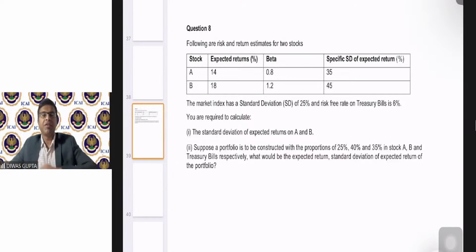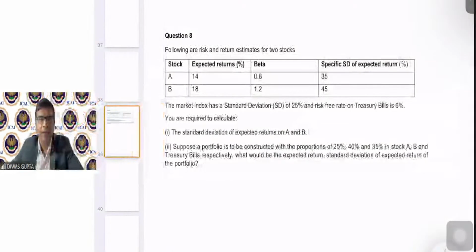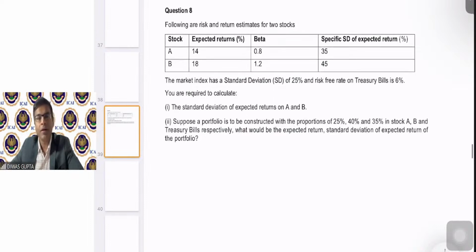In our previous session, we have discussed a lot on different concepts and formulas. So today we are going to do some more practice on the questions just to see and firm up our understanding on the previous concepts. So let's start with question number 8, students.